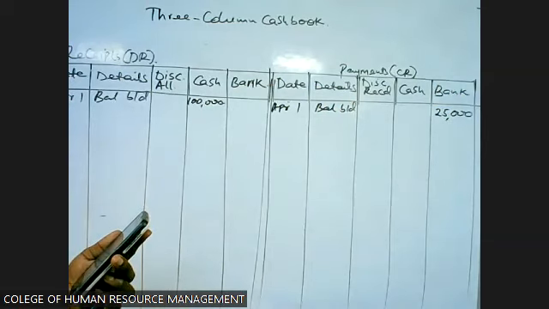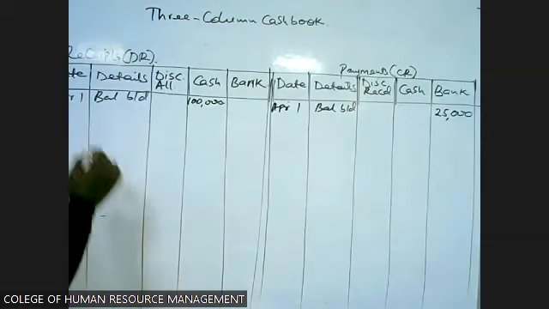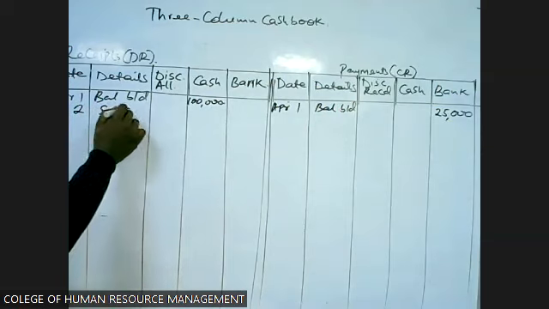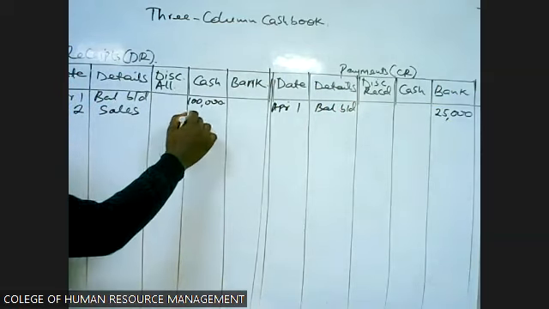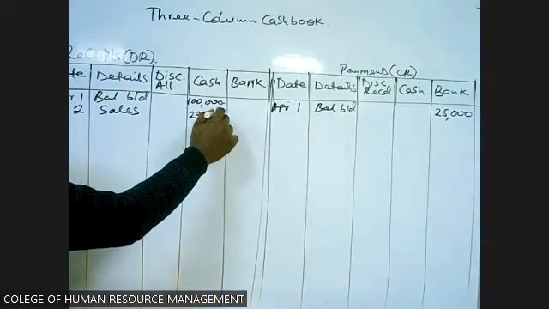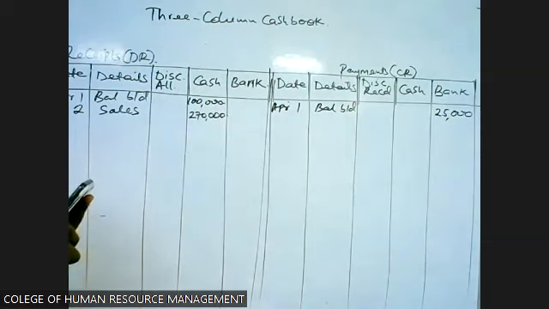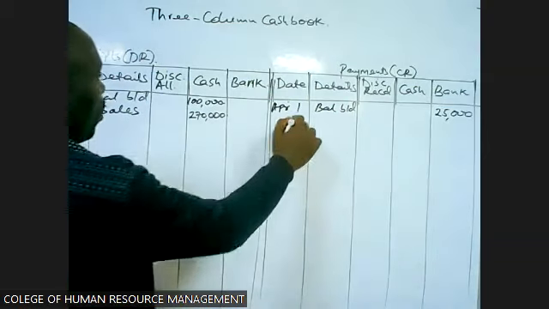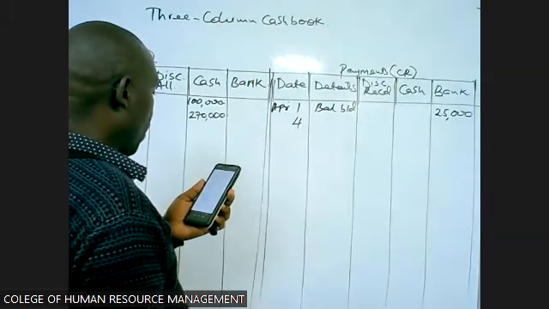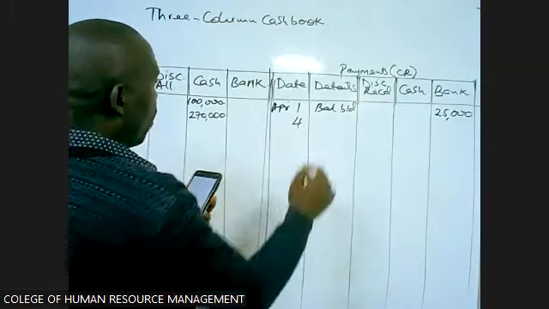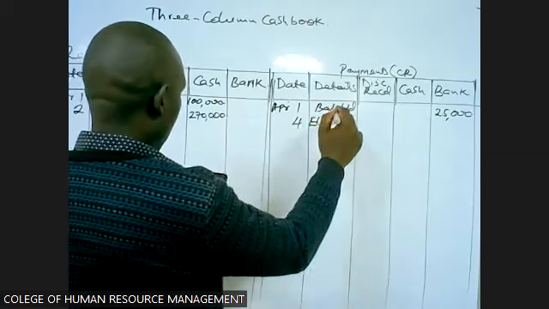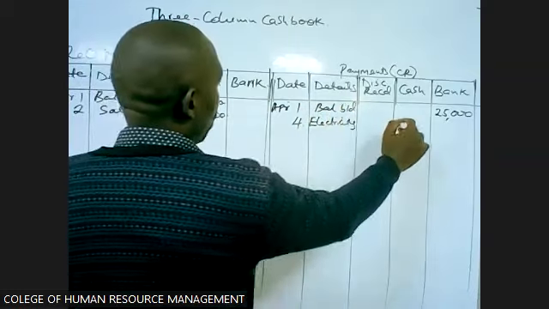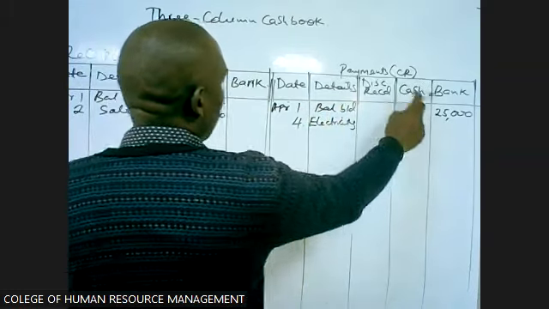April 2nd, sold goods to 70,000 in cash. So that is sales. When you sell, you receive money. In this case, 70,000 in the cash. Put it in the cash column. April 4th, paid 4,000 for electricity. And it was paid by cash. So you write 4,000 as a cash payment there.